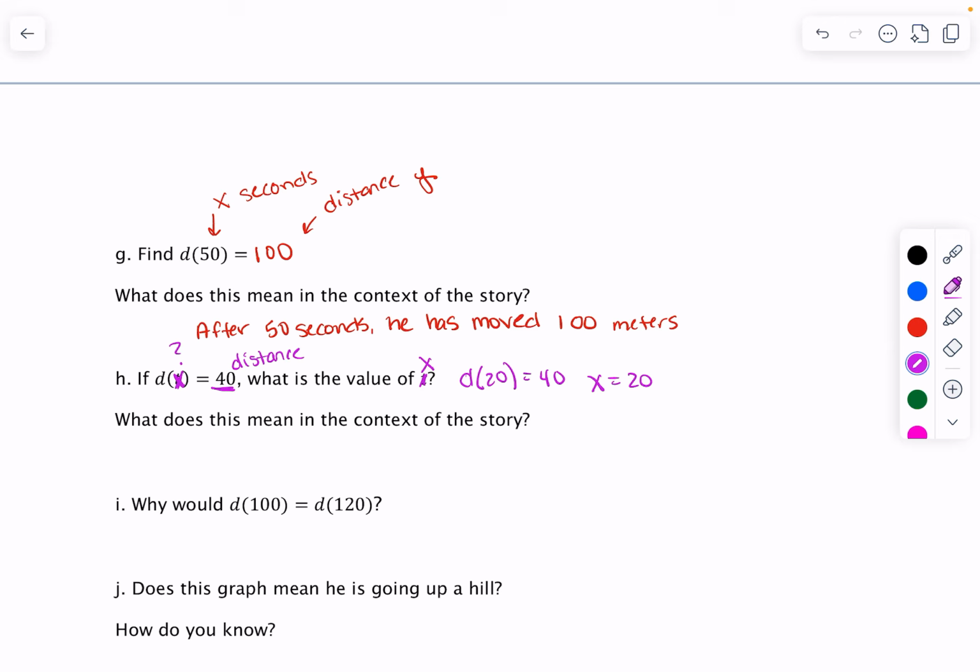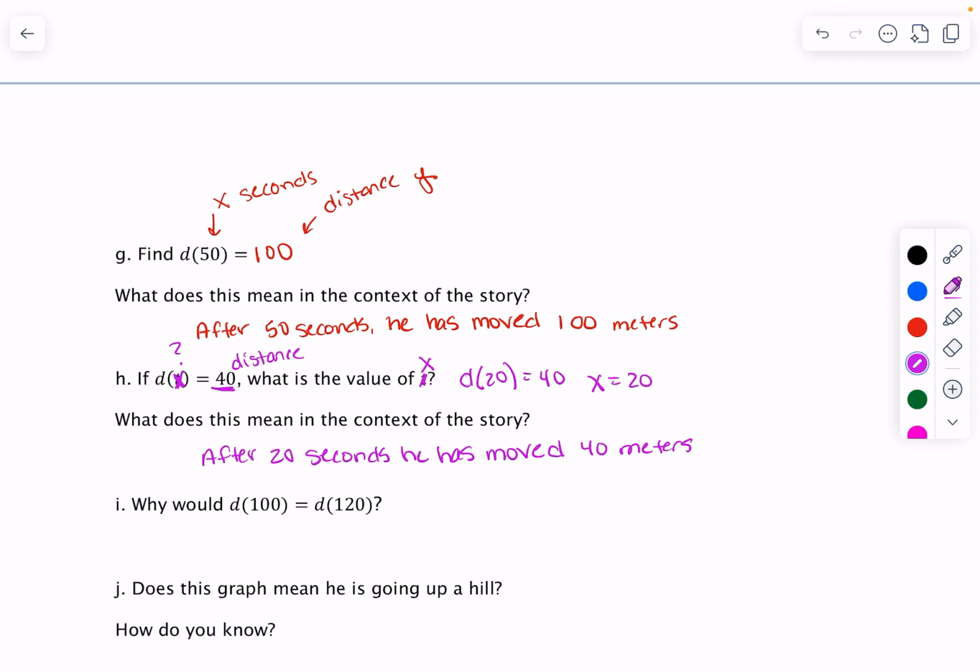What does this mean in context of the story? It means that after 20 seconds, he has moved 40 meters.